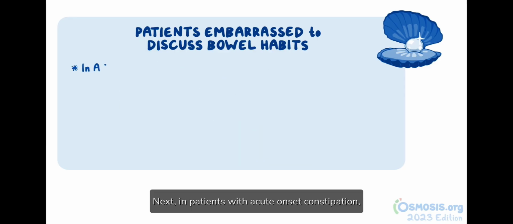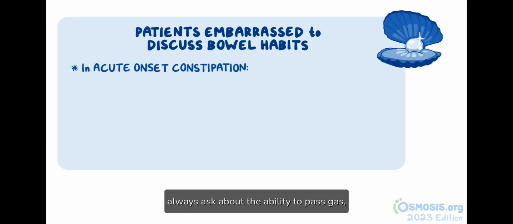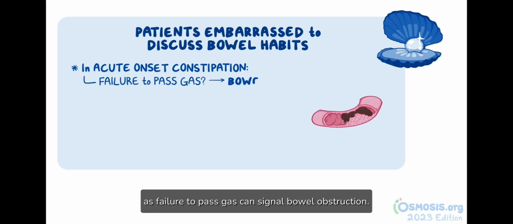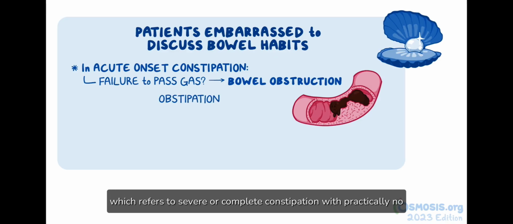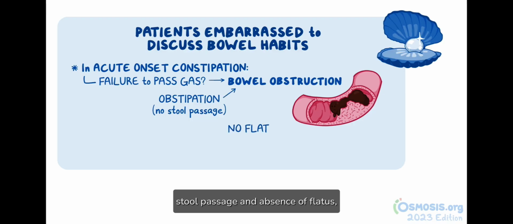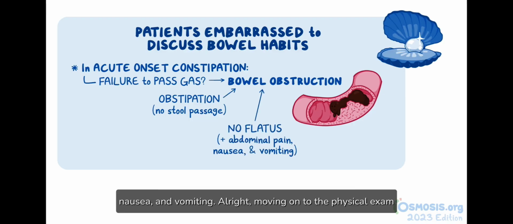Next, in patients with acute onset constipation, always ask about the ability to pass gas, as failure to pass gas can signal bowel obstruction. Other symptoms that point to obstruction include obstipation, which refers to severe or complete constipation with practically no stool passage, and absence of flatus, and can be accompanied by abdominal pain, nausea, and vomiting.